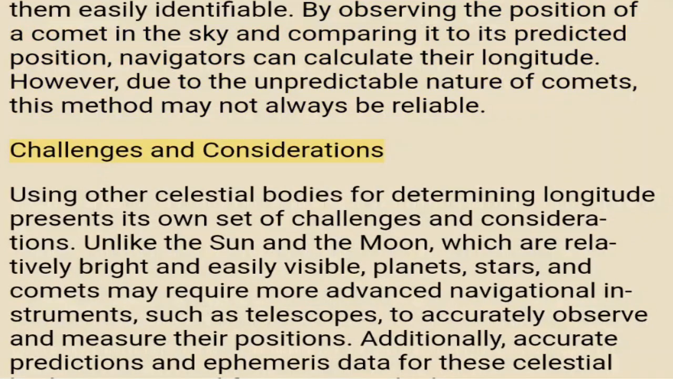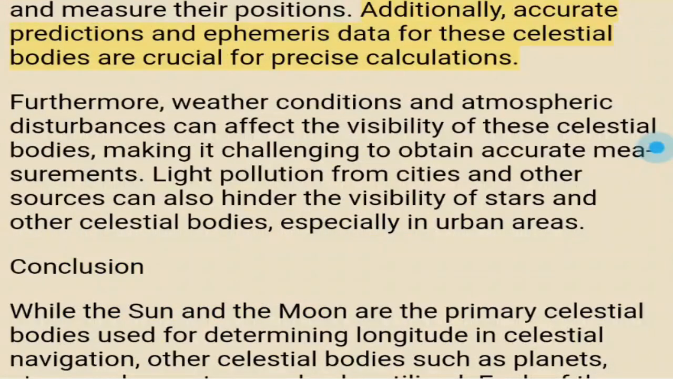Challenges and considerations. Using other celestial bodies for determining longitude presents its own set of challenges and considerations. Unlike the sun and the moon, which are relatively bright and easily visible, planets, stars, and comets may require more advanced navigational instruments, such as telescopes, to accurately observe and measure their positions. Additionally, accurate predictions and ephemeris data for these celestial bodies are crucial for precise calculations.